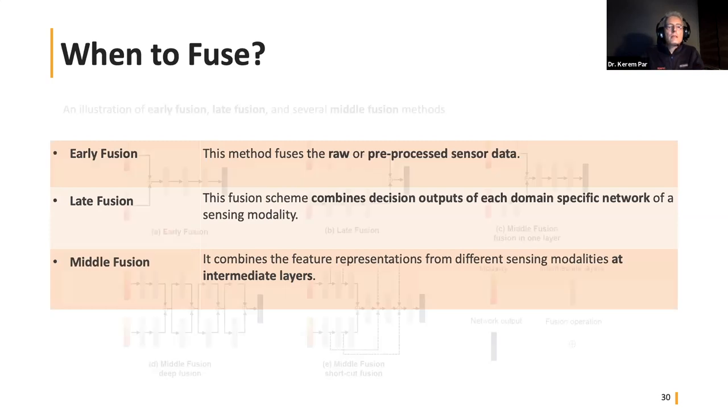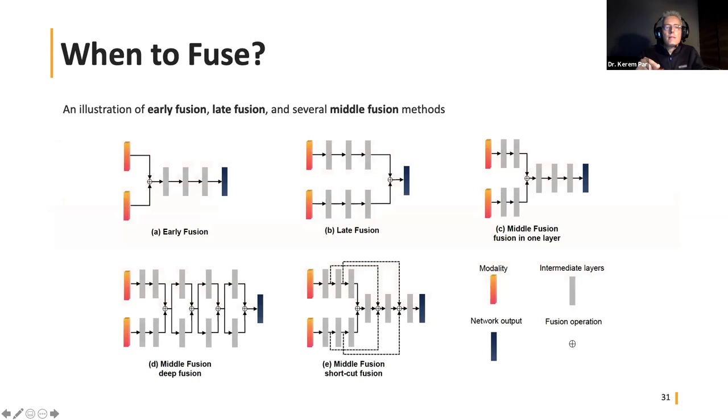So in the next slide, we see the illustrations of those options. The first one is the early fusion. The second one is the late fusion. The rest of them are examples of the middle fusion, because we can have lots of options for the middle fusion.